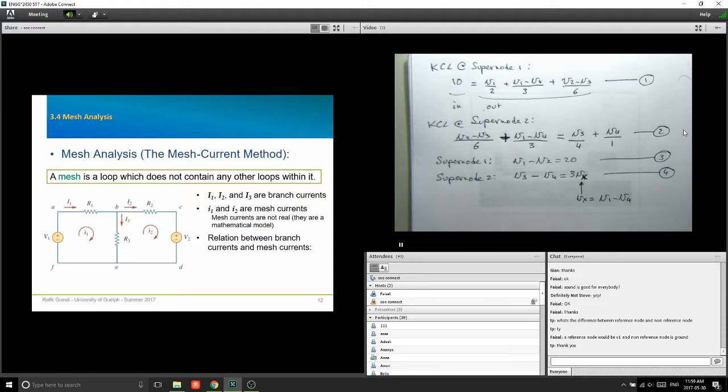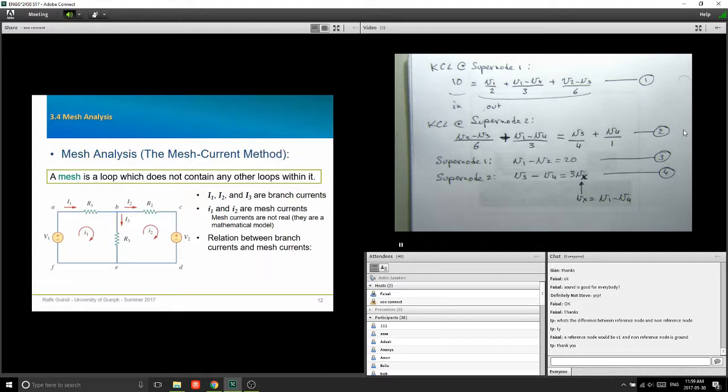We are going to define something called, well, we know what branch currents are, right? Branch currents are the currents that flow through branches. This is the current that we're talking about. Here, it's kind of a mathematical modeling tool. We're going to call it a mesh current.